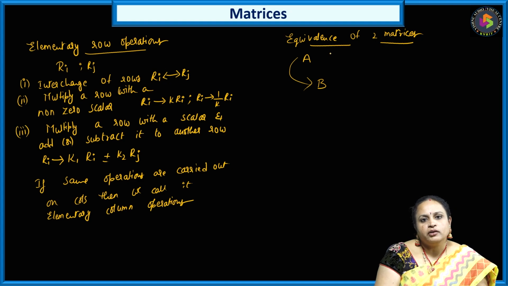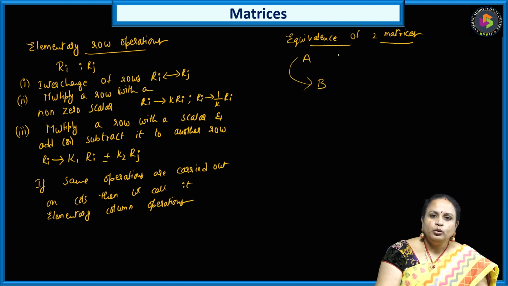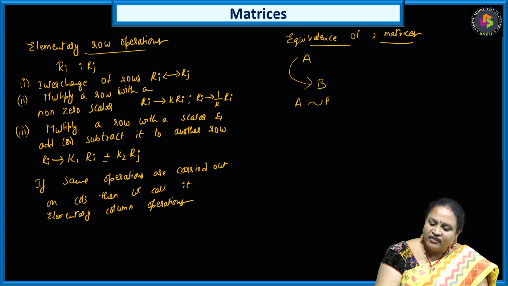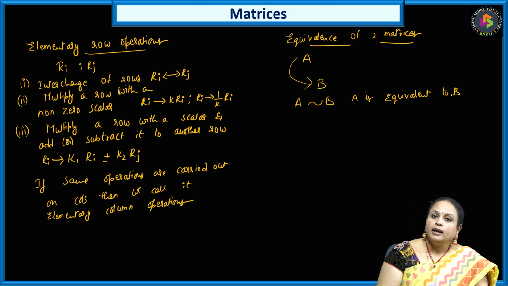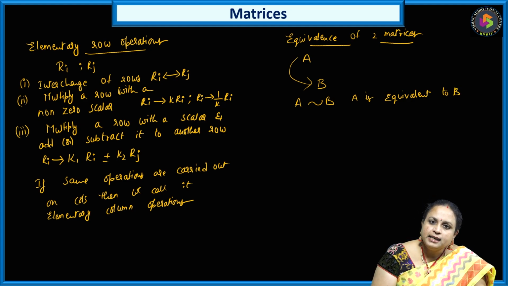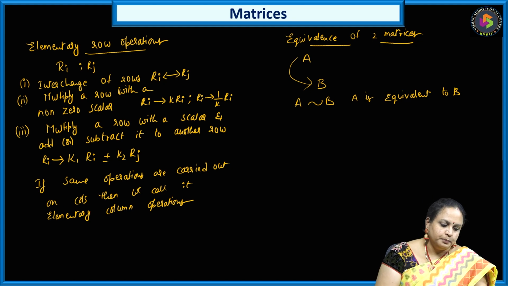We are taking a matrix A, we are performing some elementary row and column operations on the matrix A, and then after doing a few operations, we got the resultant matrix as the matrix B. Then we say that A is equivalent to B. What do you call that? A is equivalent to B. It is not A equal to B.